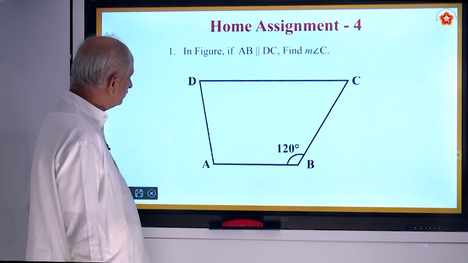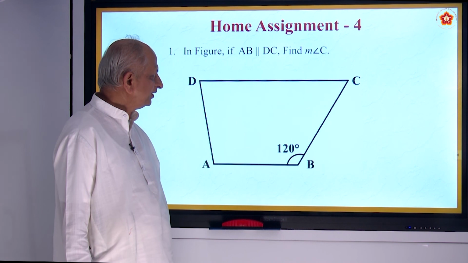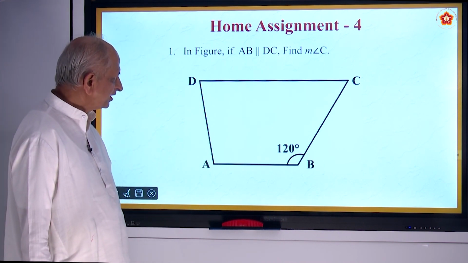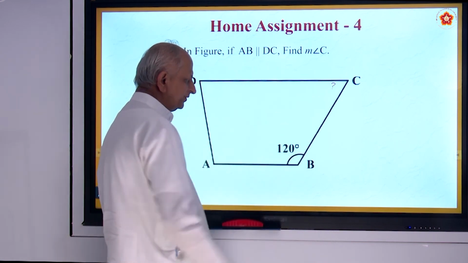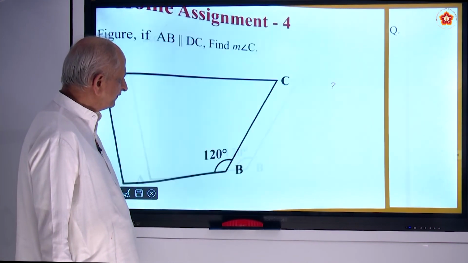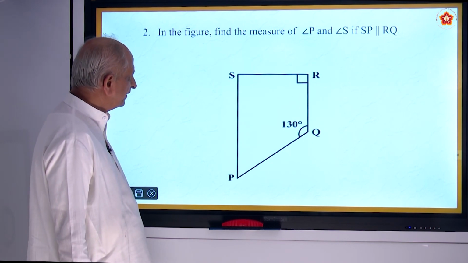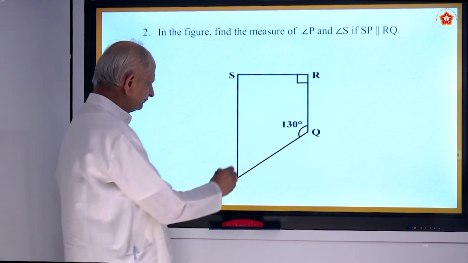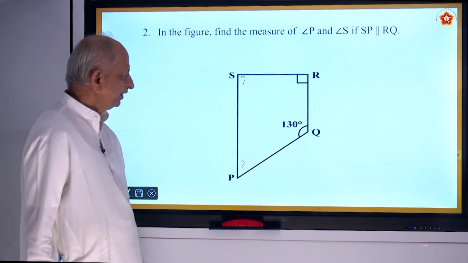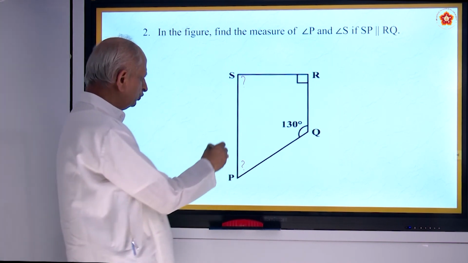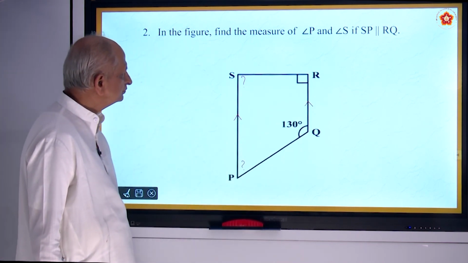Okay. Now next question. Home assignments. In the figure, if AB is parallel to DC, find the measure of angle C. So you have to find out angle C. How much? This is the first question. Second question. In the figure, find the measure of angle P and S. P is how much? S is how much? If SP is parallel to RQ.